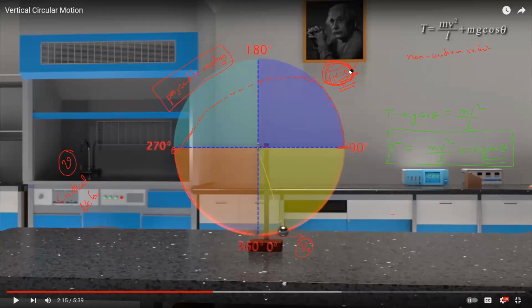So that is what we are going to see now. All of you observe very carefully. Any small doubt, please ask me. Whenever normal reaction becomes zero, the body will take what path? Everybody, the body will take the projectile path, projectile motion. So that is what you have to remember. Write it next.